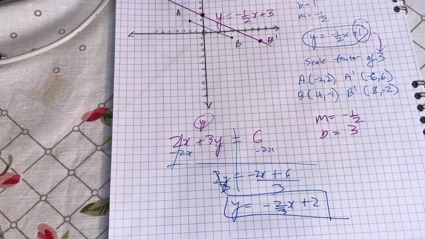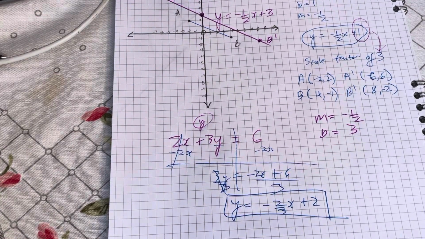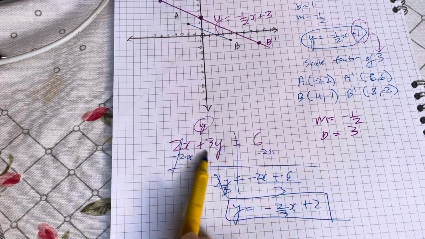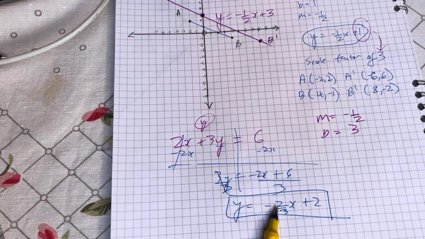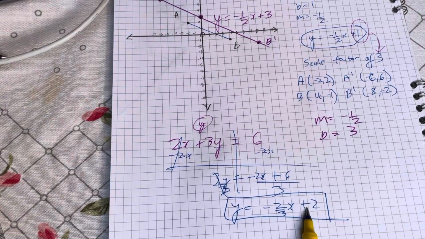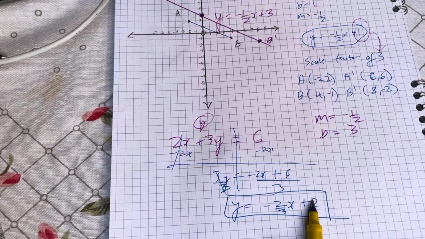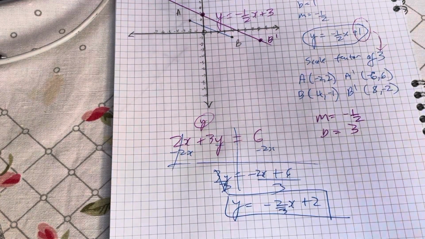But usually the question will be like, given this equation, what's another equation where this has been dilated by a scale factor of 3? Step 1 would be to convert it into this form. Then you would figure out how the y-intercept is changing. But that's pretty much it.